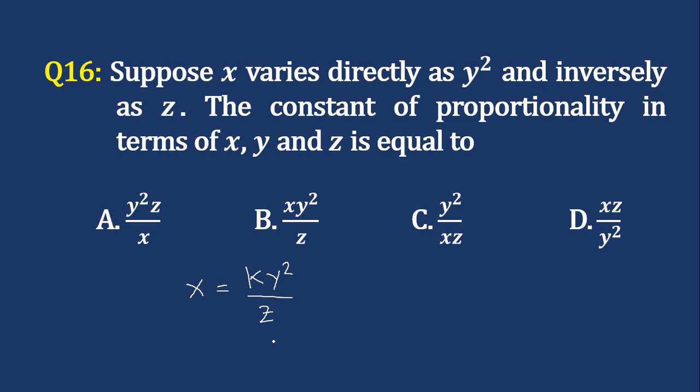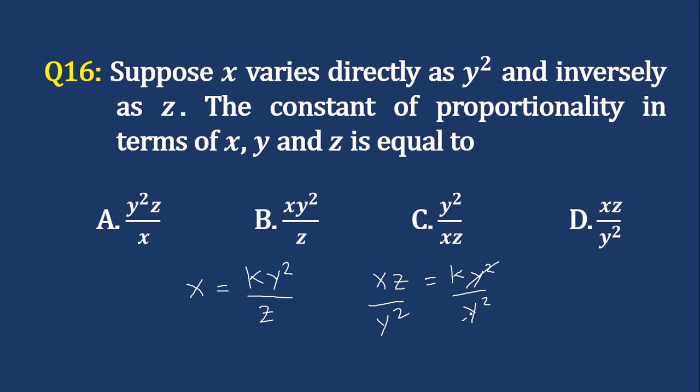Now we are told to find the equivalent expression for the constant of proportionality k. So let's solve for k in this equation. We can multiply both sides by z to get xz equals k y squared. And finally, we can divide both sides by y squared.